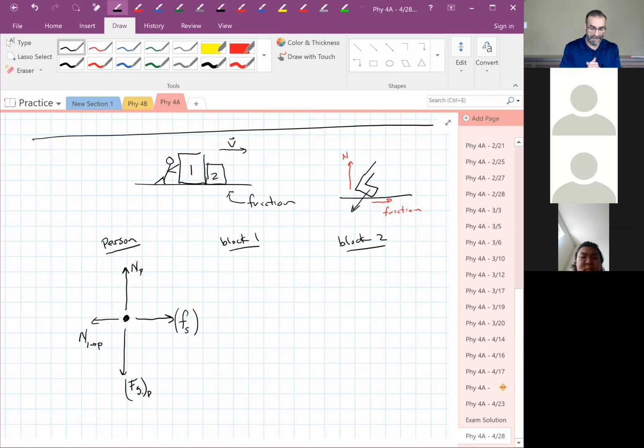And why is it static friction? Because the person's foot is not sliding across the floor. So when the person is standing on the floor pushing, there's no motion between their foot and the floor. It's static. Those two surfaces are not moving with respect to each other. If they were, the person's foot would slide out and they'd fall on their face, right? If it was kinetic friction, that would not be good for that person.